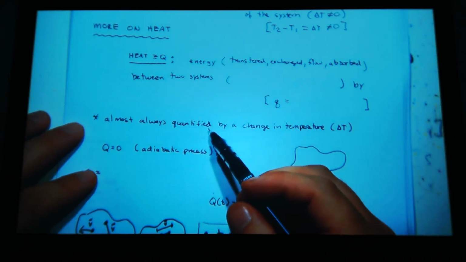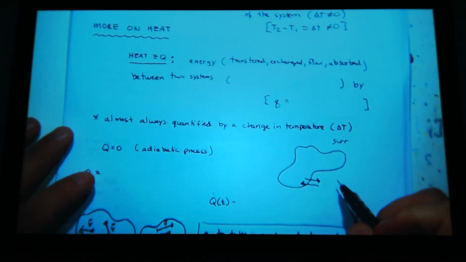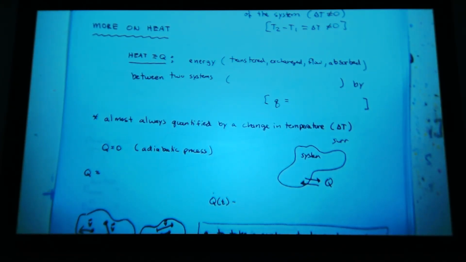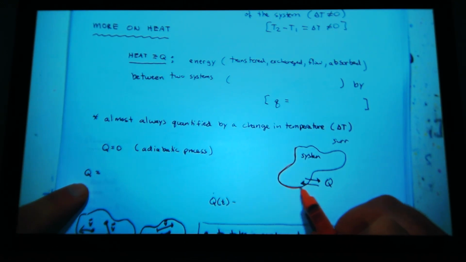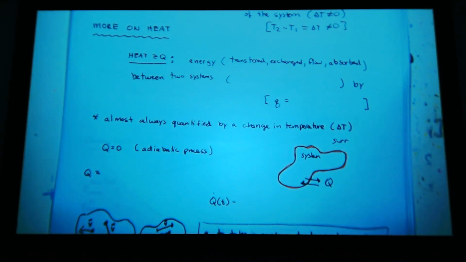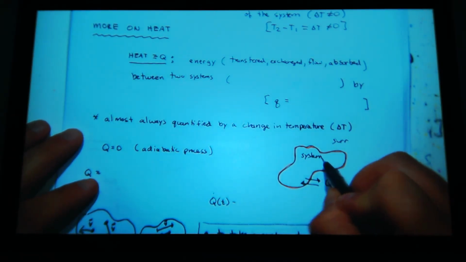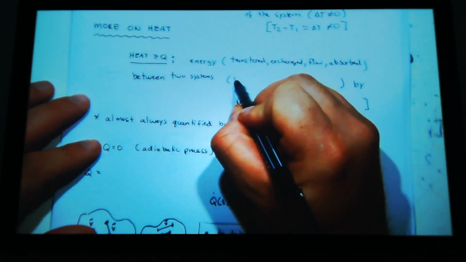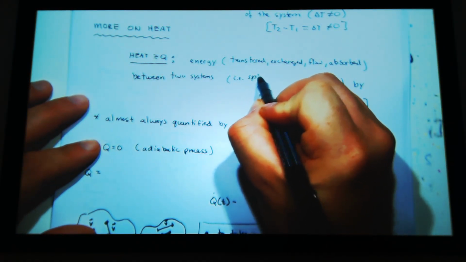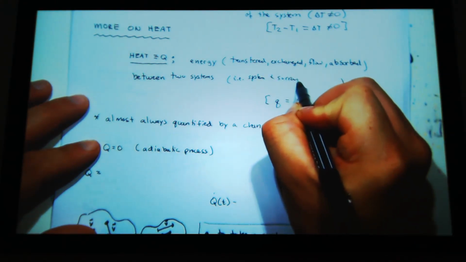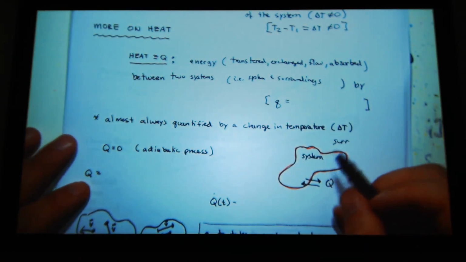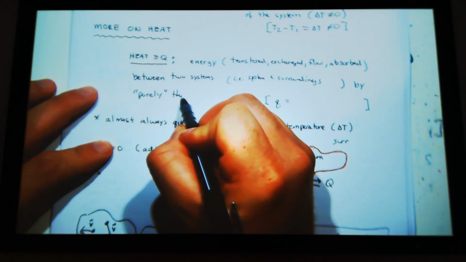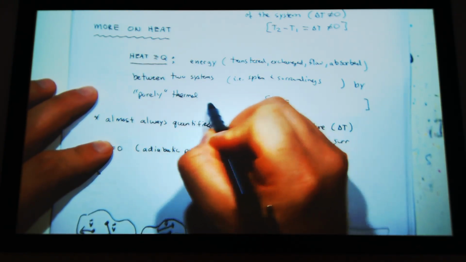For example, surroundings and system, and I can have heat transfer. So I have my surroundings and system, and I have my boundary. So energy transferred, exchanged, flow, or absorbed between two systems, i.e. system and surroundings, by, this is the key part, purely thermal interactions.